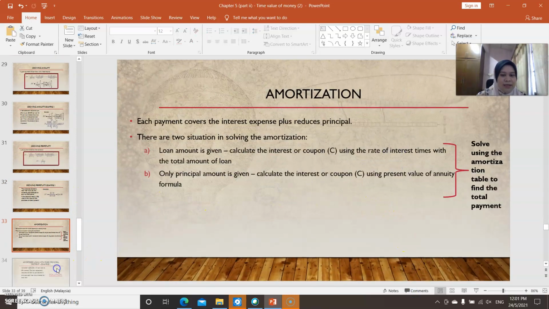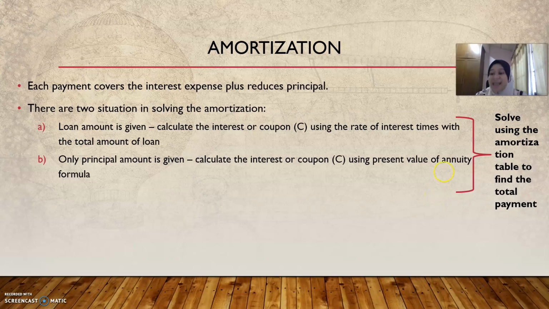Okay, next we're going to the last concept that you need to understand, which is amortization. Amortization is normally applied for any type of loan in your daily life, either your study loan, housing loan or car loan. So what is amortization? Each payment covers the interest expense plus reduces the principal. So the total payment is your interest expense plus your principal. That is the concept of amortization.